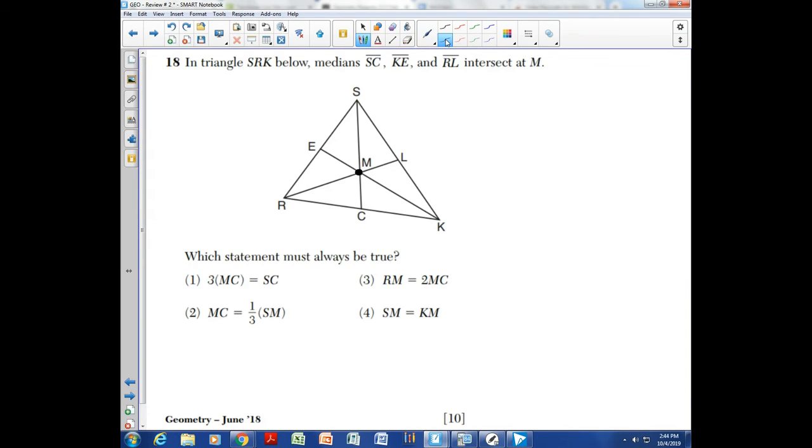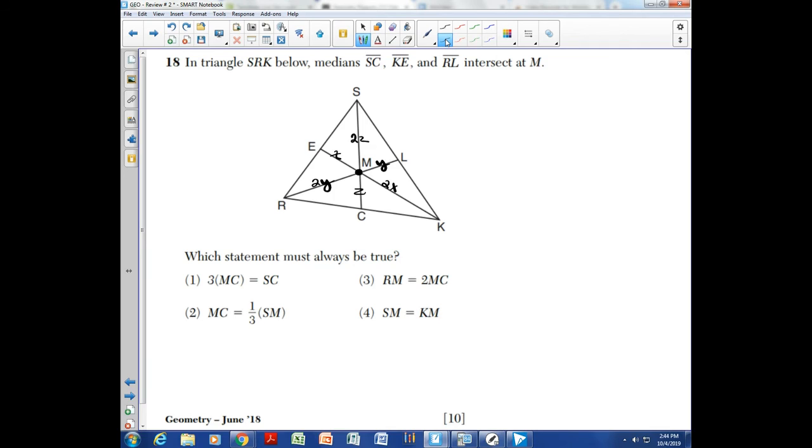For example, if EM is, I don't know, X, that means MK is going to be 2 times that. There's a 2-to-1 ratio there. And if ML happens to be, I don't know, Y, that means MR is going to be twice that. And if MC is, well, I don't know, Z, that means MS is going to be twice that.